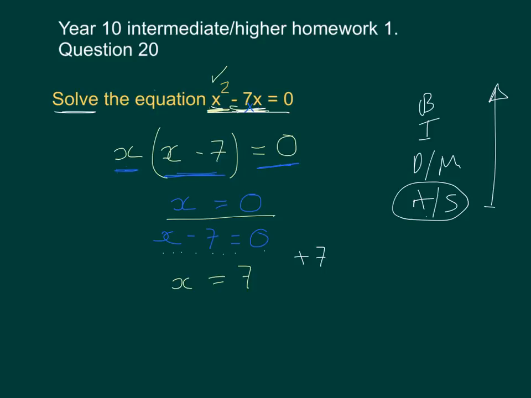So we have x equals 0, x equals 7. Let's write it nice and neatly for an examiner so they can see x equals 0 or 7. There you are, full marks.